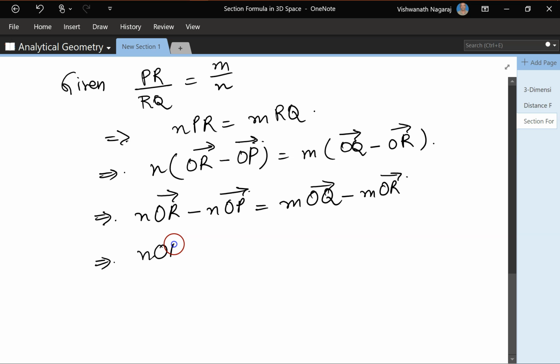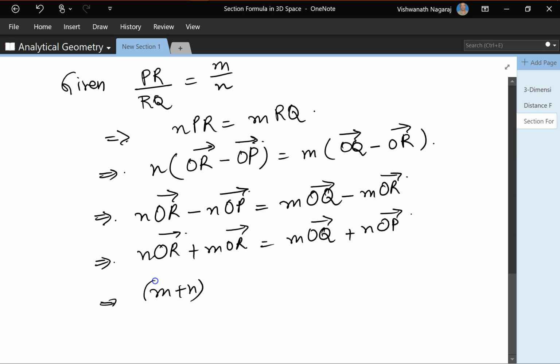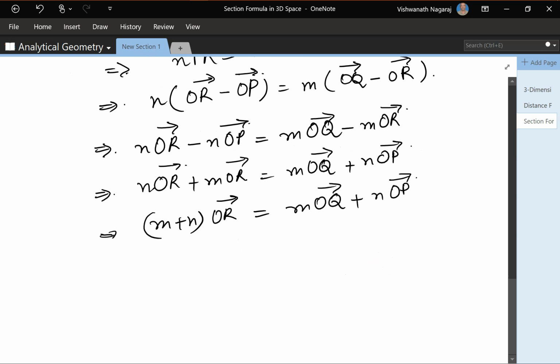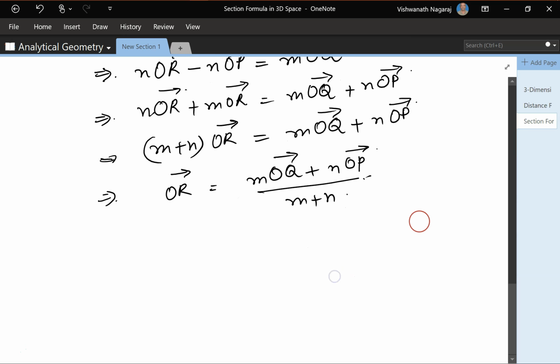So let's bring OR to the left hand side, and take the rest to the other side. Now OR is common, so m plus n times OR is equal to mOQ plus nOP, and that m plus n can be taken to the other side, dividing by m plus n. Now this is vector form. Let's take it to the Cartesian form.